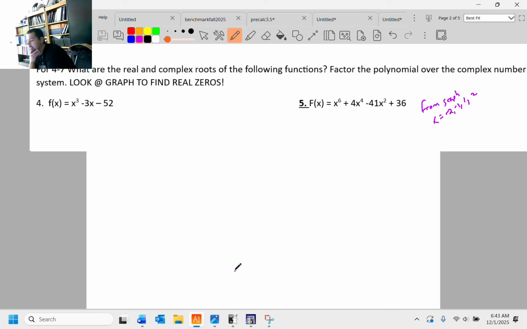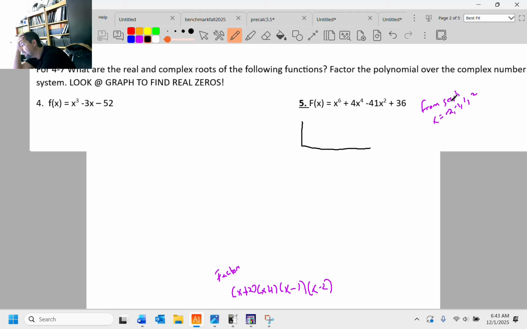And by the way, this tells me some factors. If x is -2, the factor is x plus 2. If x is -1, the factor is x plus 1. If x is 1, the factor is x minus 1. If x is 2, the factor is x minus 2. And we're going to find the rest of them by using good old synthetic division.